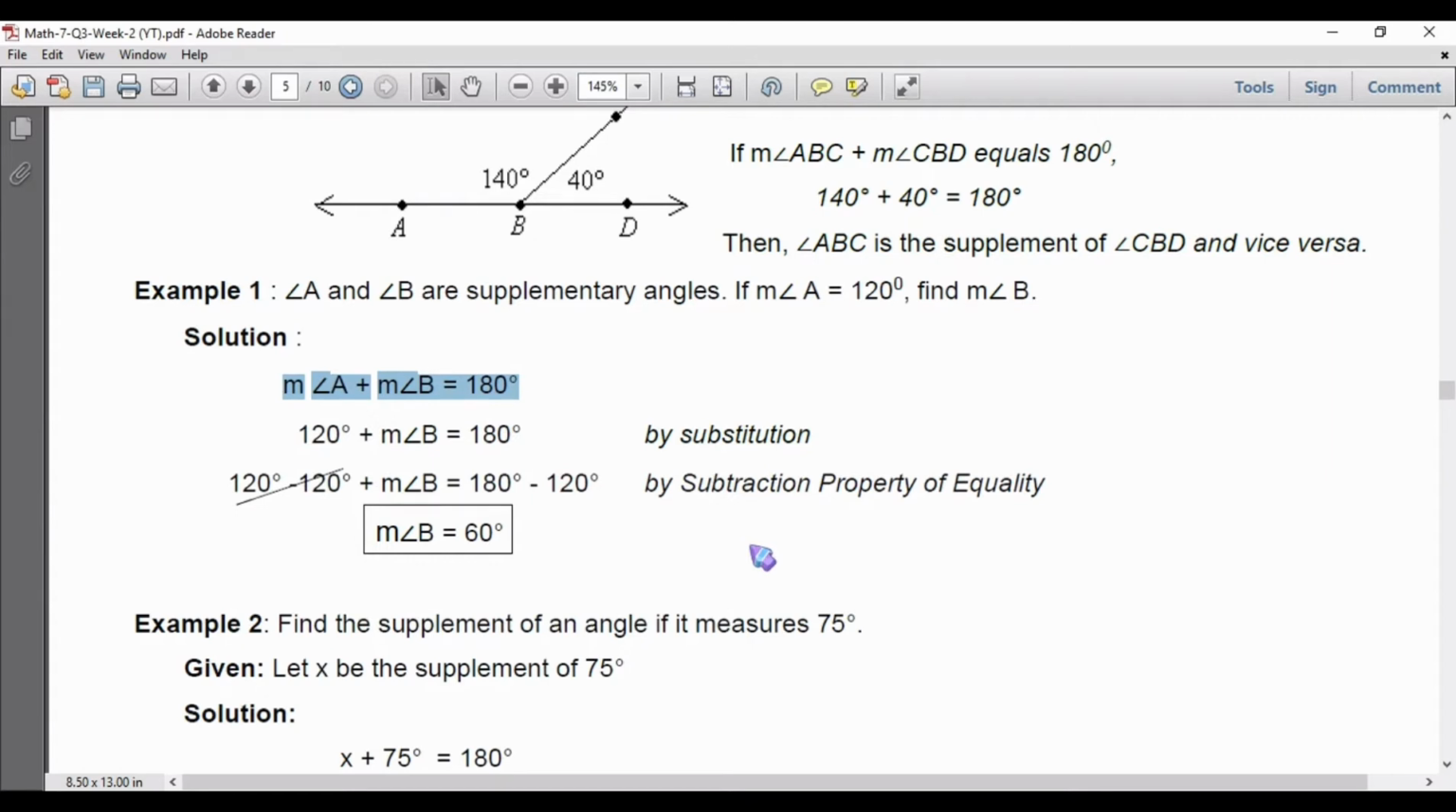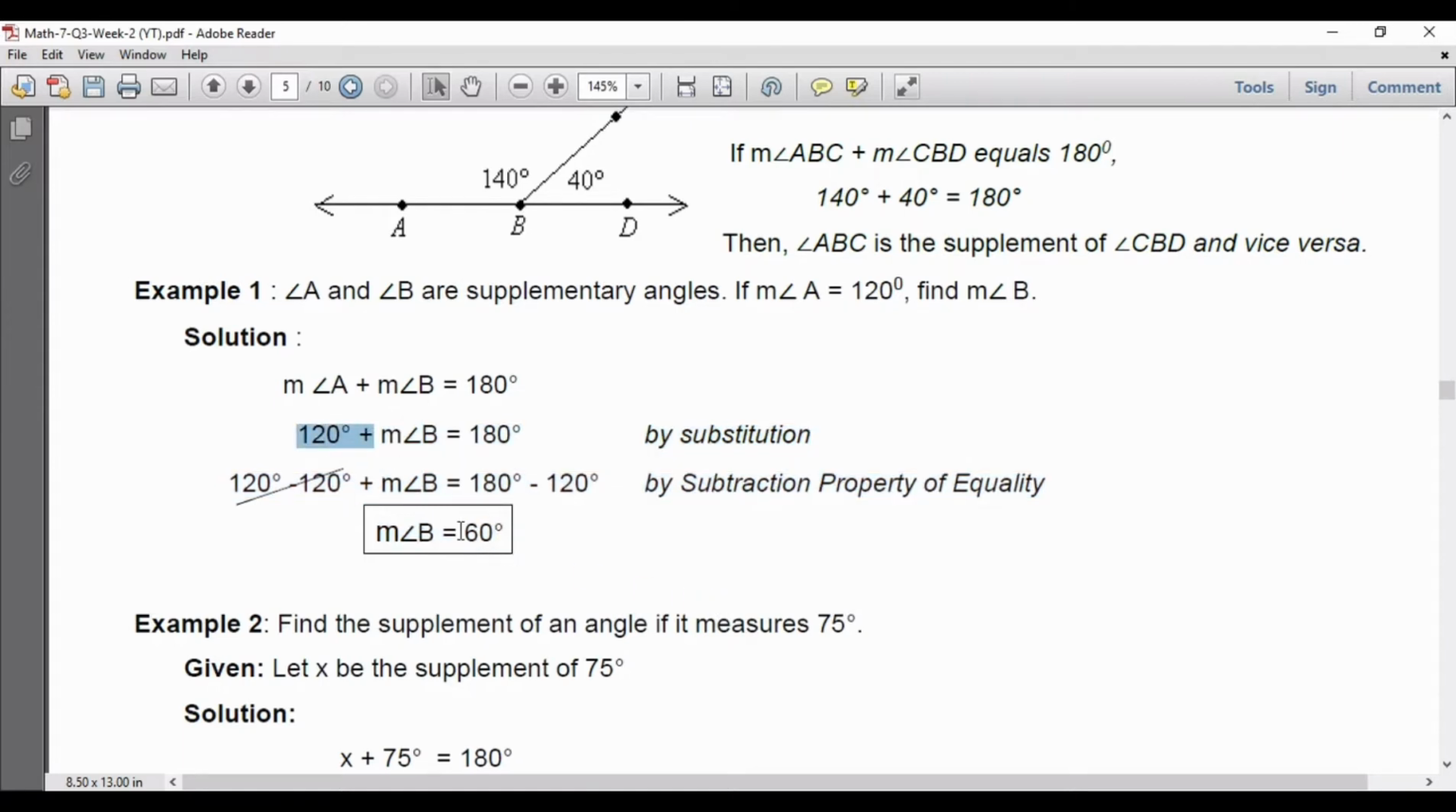And then again, that's our working equation. By substitution, since the measure of angle A equals 120 degrees plus the measure of angle B, angle B is still unknown, so it equals 180 degrees. By applying properties of equality, you will arrive at the measure of angle B, which is equal to 60 degrees. Okay, the question is 120 plus 60 degrees.